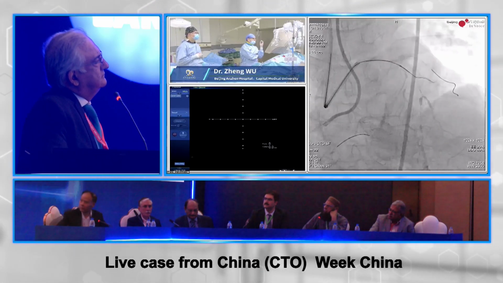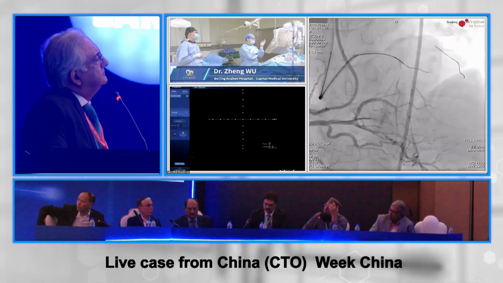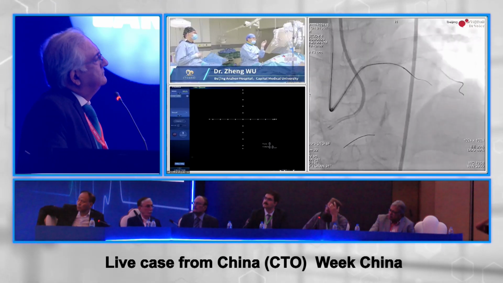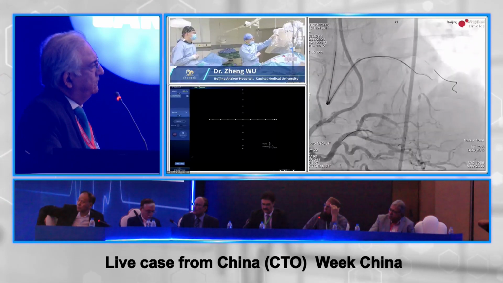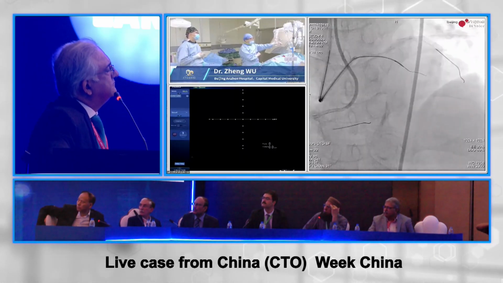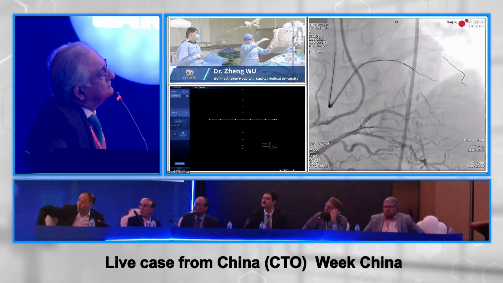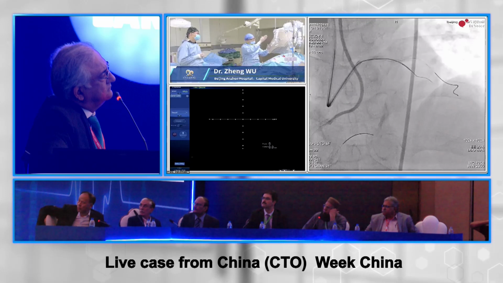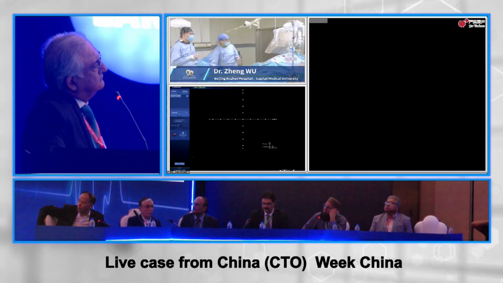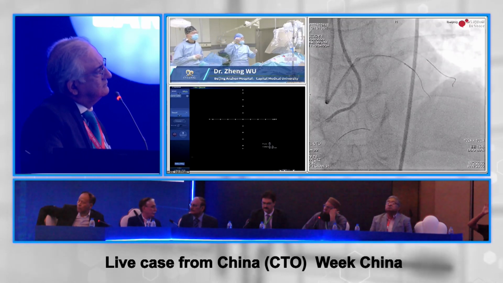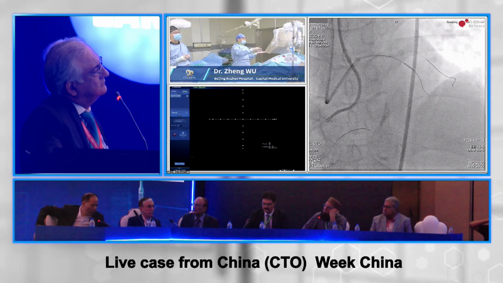But the next problem after that is it is quite difficult to send the wire to continue to the downside of the LAD artery, because you can see that just after the small diagonal, there is a severe calcification. So after that, when I withdrew the wire back and to the distal, I felt much resistance because I used a Fielder XT-A wire.